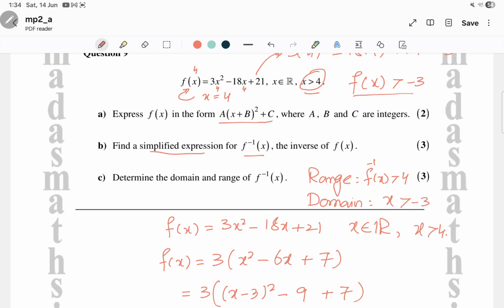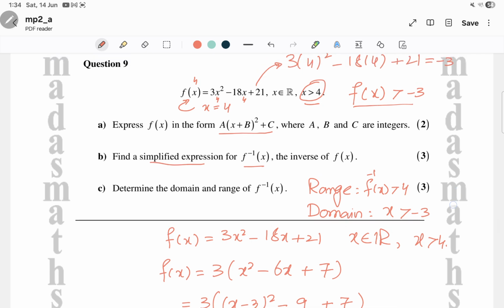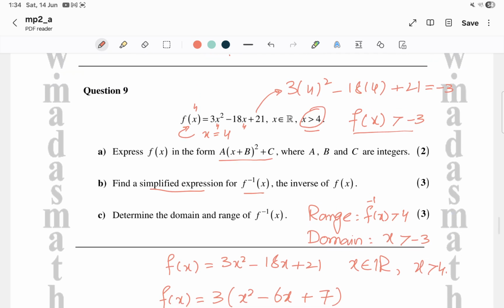So this is the domain of f inverse of x, because the domain of f of x should be the range of f inverse of x, and the range of f of x should be the domain of f inverse of x.